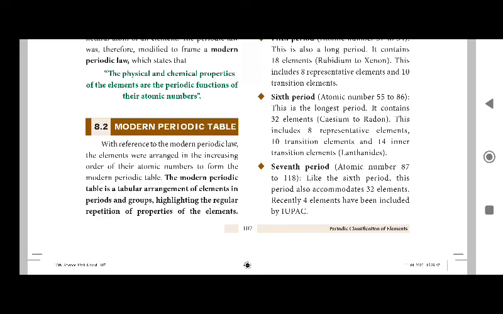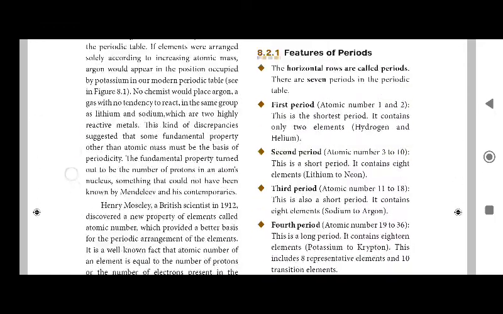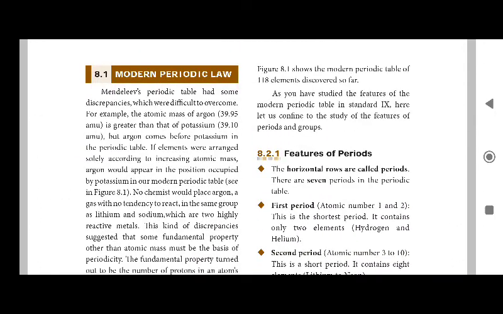The modern periodic table is a tabular arrangement of elements in periods and groups, highlighting the regular repetition of properties of elements. If you remember, last year you must have studied Newlands' law of octaves. Octaves is from music: sa, re, ga, ma, pa, da, ni, sa. The first note and the eighth note are the same. Even in English: do, re, mi, fa, sol, la, ti, do.